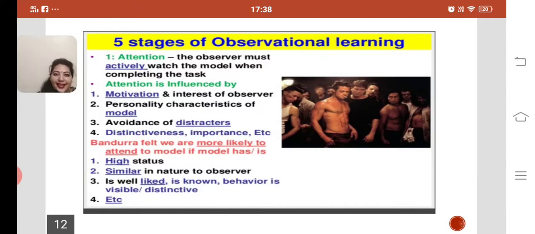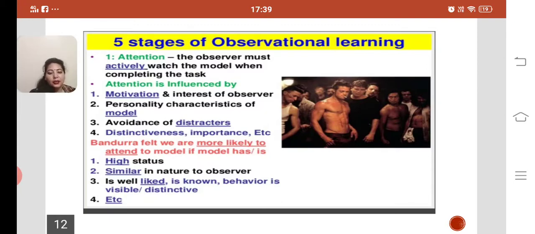Attention means not only seeing but actively watching. You have to see every aspect keenly for some time. Attention is also influenced by the motivation and interest of the observer. If the observer is motivated, he will definitely pay more attention to the stimulus. And interest also. If you are interested in watching the movie, then whatever may be the conditions, you don't miss that.